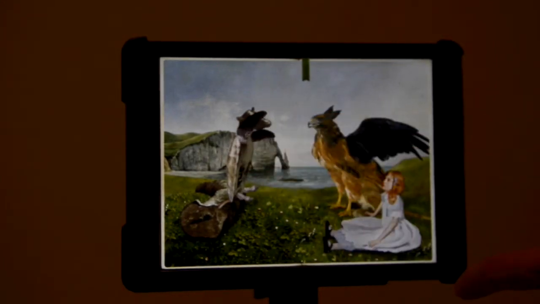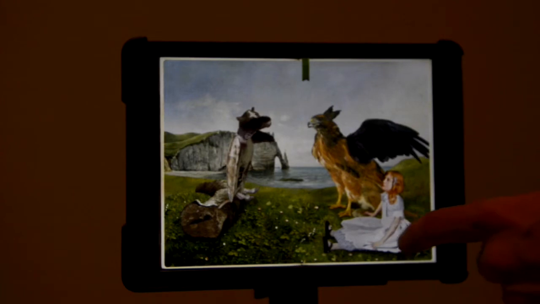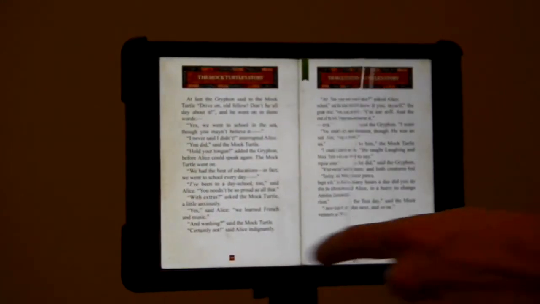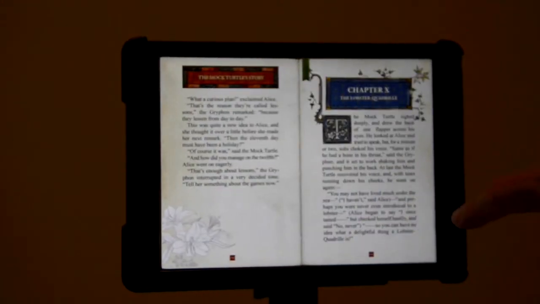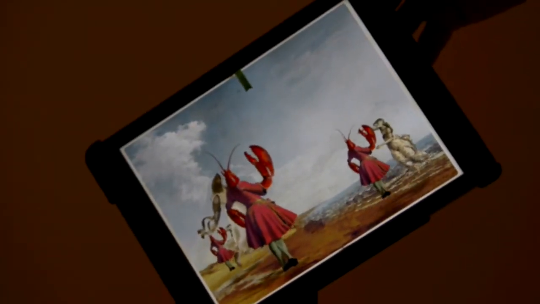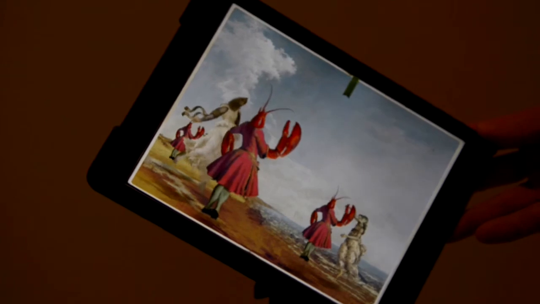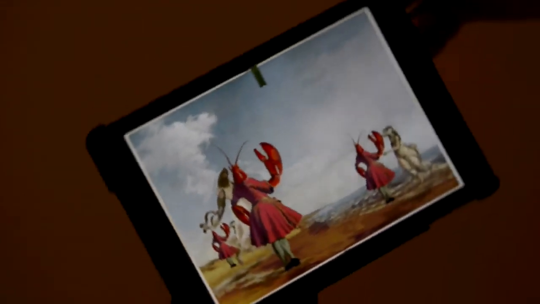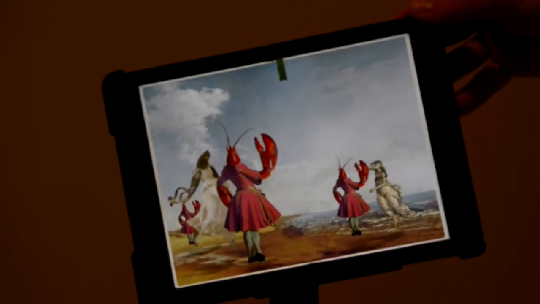And again. And look, the griffin. What a curious plan. And this is like a dance. If you move, tilting the iPad, it's moving. No, it's stopping.